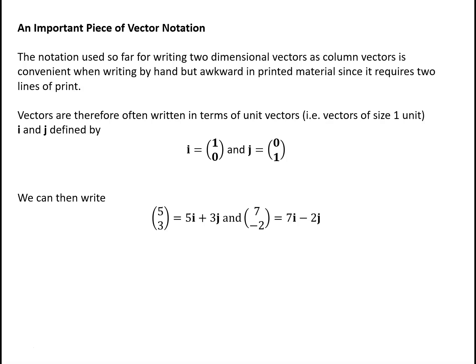So for example, we can say that the vector (5, 3) is the same thing as the vector (5, 0) plus (0, 3), which is 5 times (1, 0) plus 3 times (0, 1). In other words, the vector (5, 3) can be written as 5i plus 3j. And similarly, the vector (7, -2) can be written as 7i minus 2j.